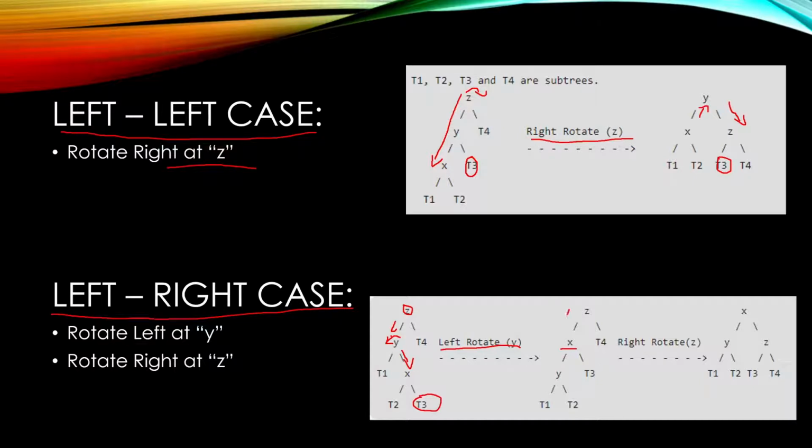And then if you pay attention, you'll notice that this is another left-left case, only this time, instead of Y, we have X. However, you treat it the exact same way. You would rotate right at Z, and then Z comes down, and X goes up. And then, just like before, keep an eye on where T3 is, as it becomes the left subtree of Z, instead of the right subtree of X.